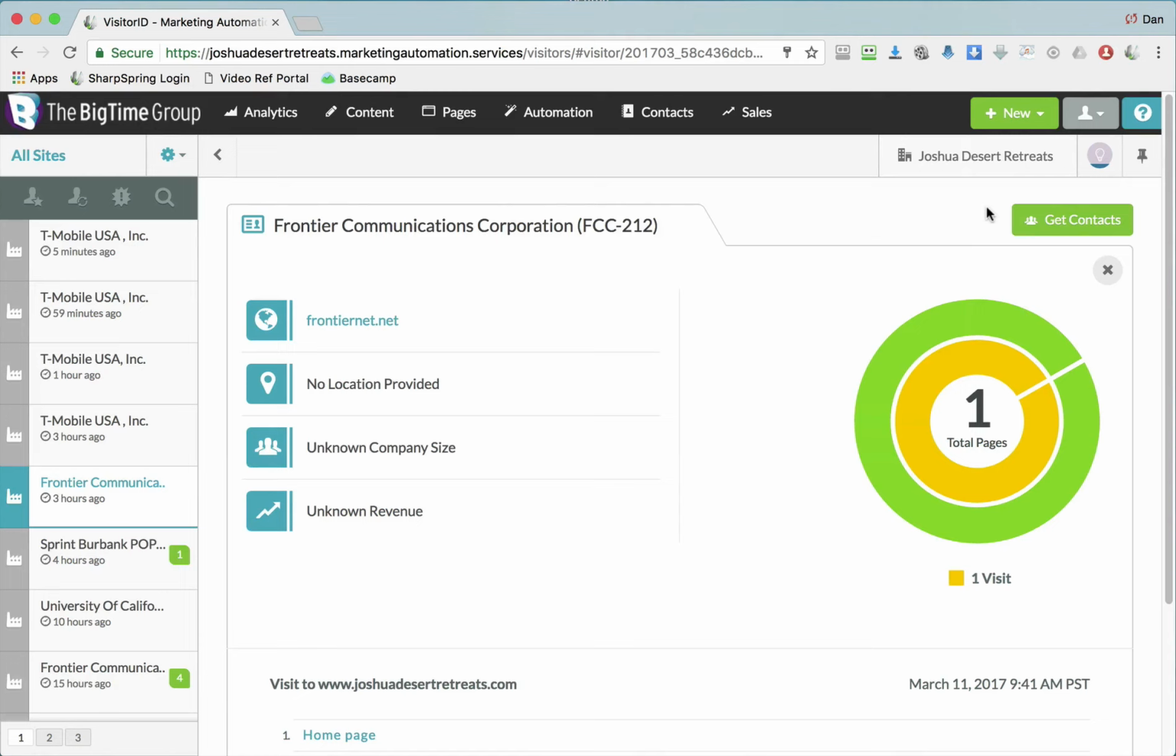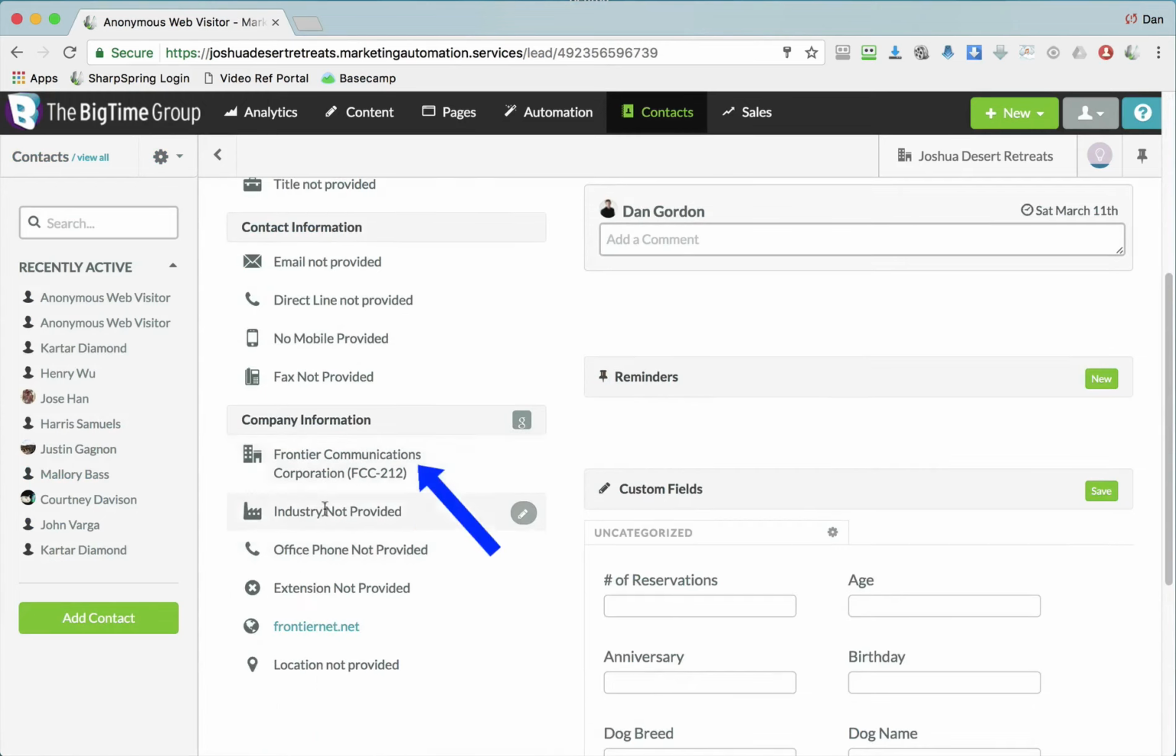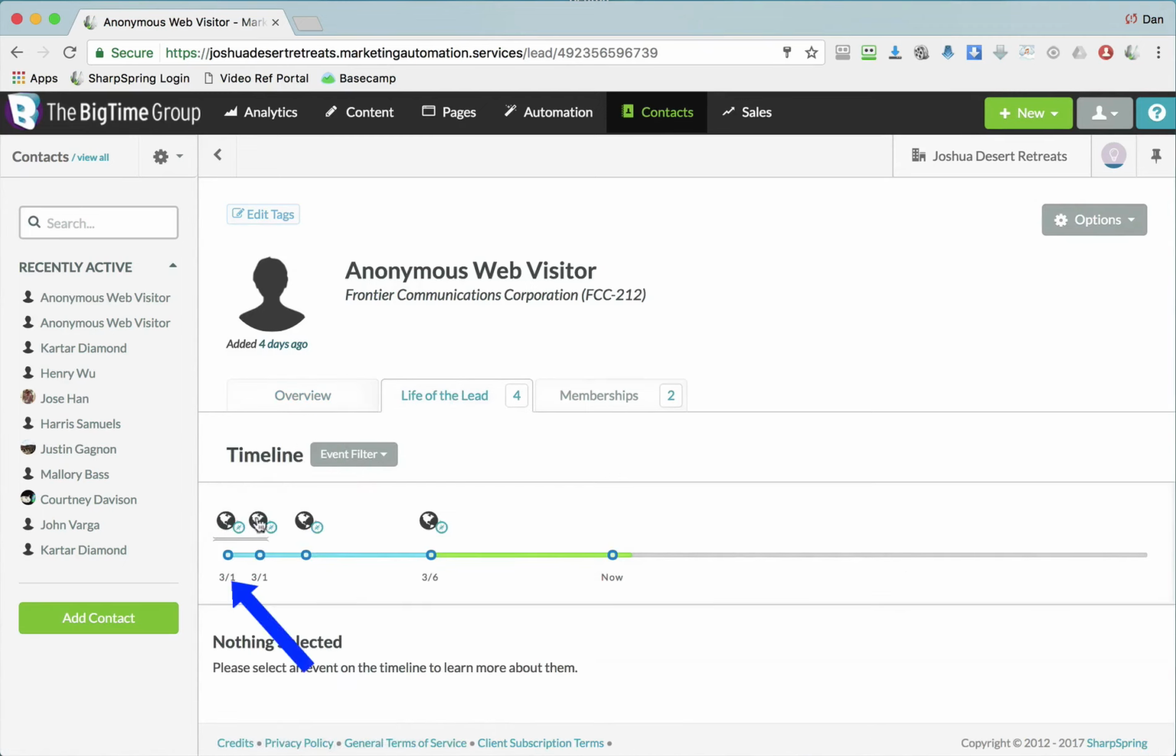So, not to get too far ahead of ourselves, let's go back and look at the anonymous visitor. Here you can see we don't know too much about him, just that he works for Frontier. We have the website. We have the IP address that we saw on the previous page. The other thing is that you can click Life of Lead. And again, this is in the Contact Manager. And we can see all the times that this person interacted with us.